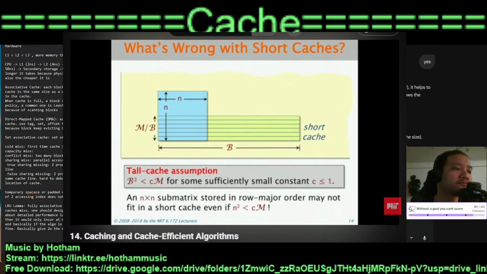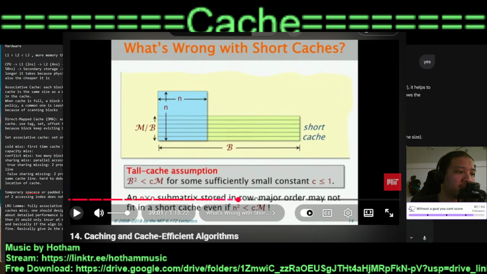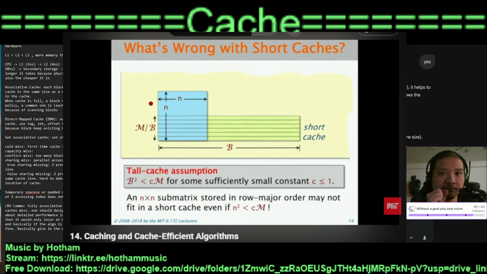If this were the entire matrix, then it would actually be okay, because consecutive rows are going to be placed together consecutively in memory. But if this is a submatrix, then we can't be guaranteed that the next row is going to be placed right after the current row.